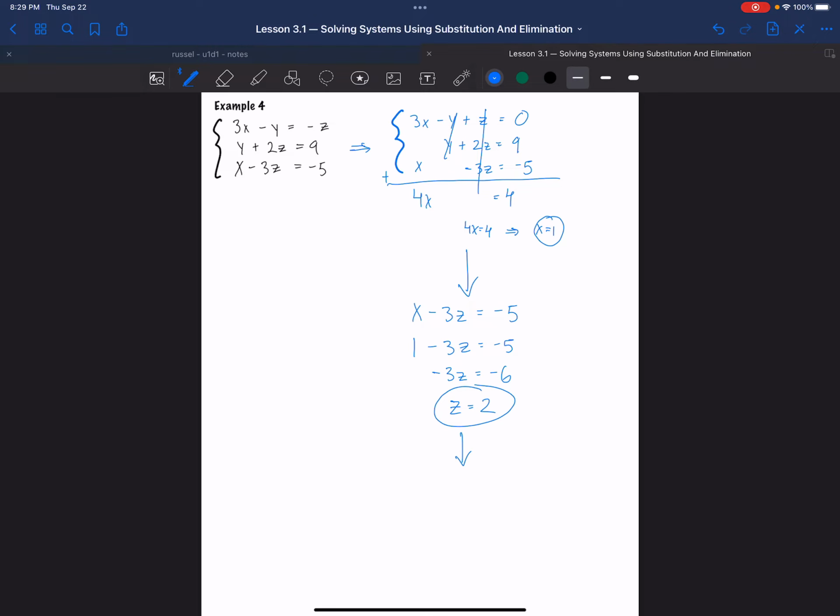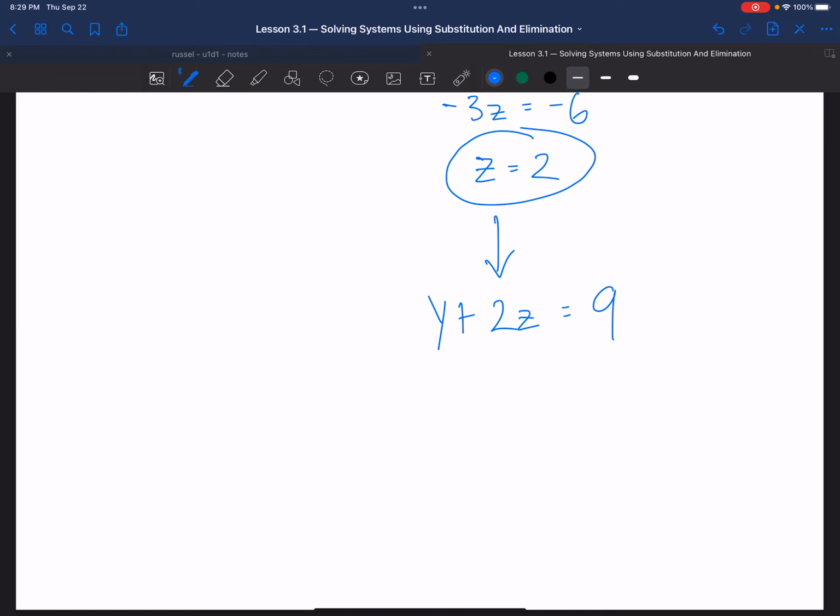So I'll say equation 2 is y plus 2z equals 9. So we'll replace z with 2, like so. You see how I substituted that? Y plus 4 equals 9, so y equals 5.